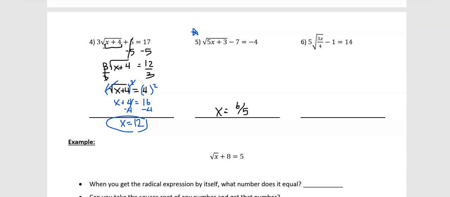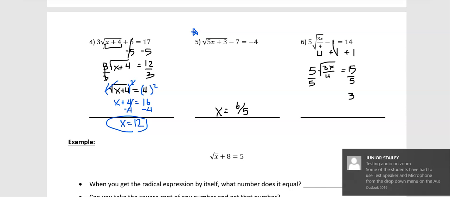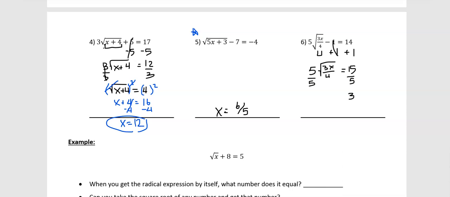Okay? This one, I'll just kind of get you started. Don't let this freak you out. This is just a radical expression. So the 5 and the 1 still need to go away. So I'm going to add 1. So I have 15 equals 5, and then this fraction of a radical here. That's still my radical expression, so I still need to divide by 5 to get 3 equals square root of 3x over 4.